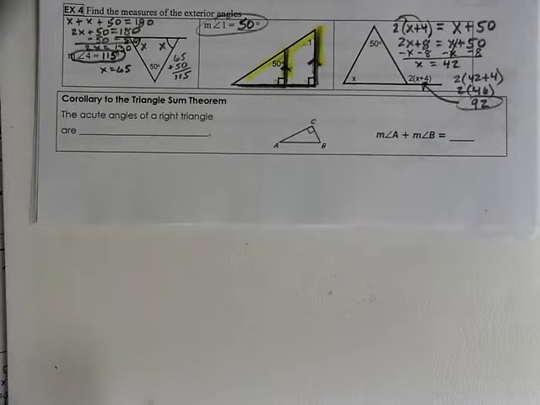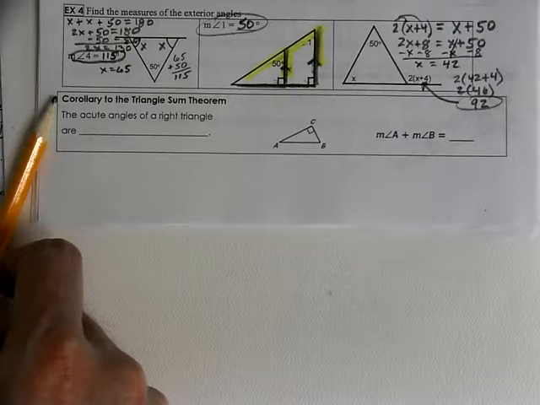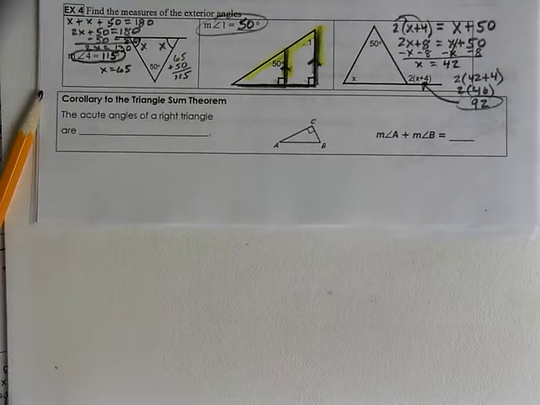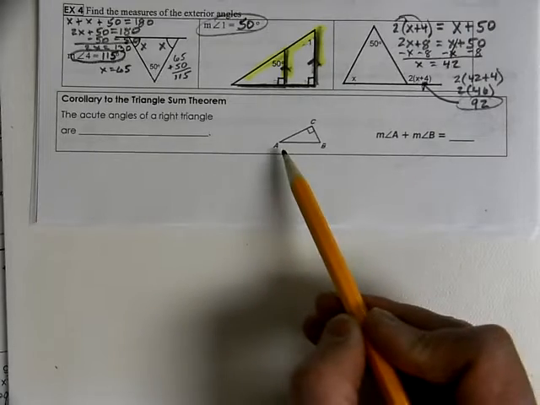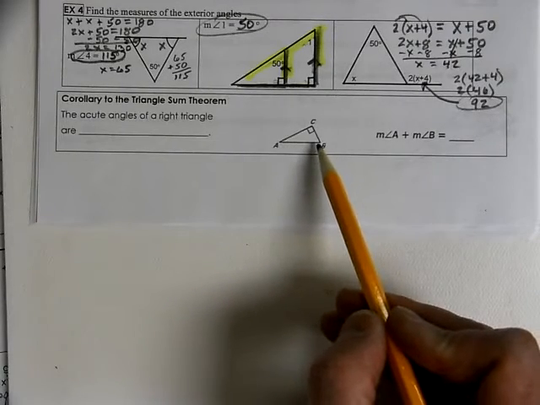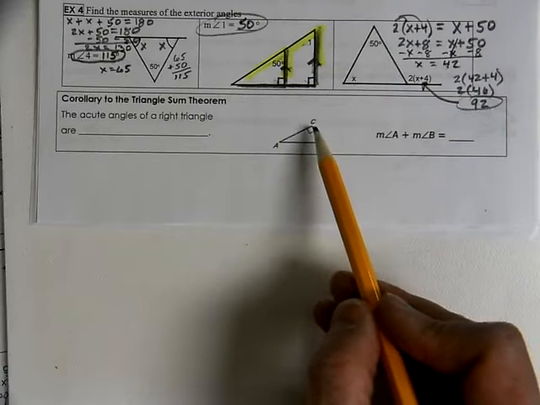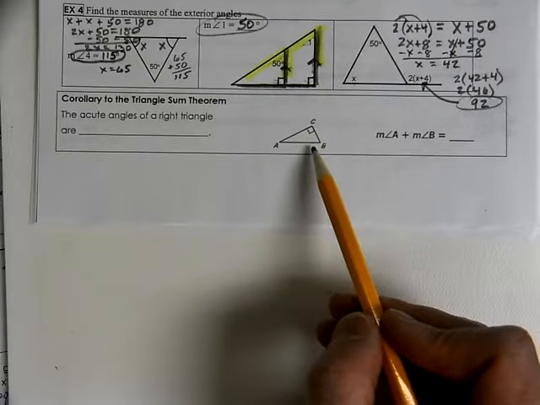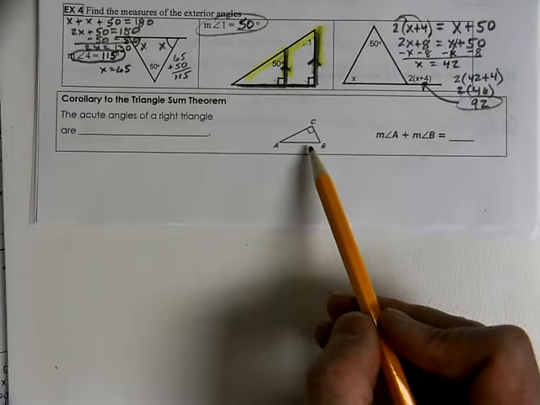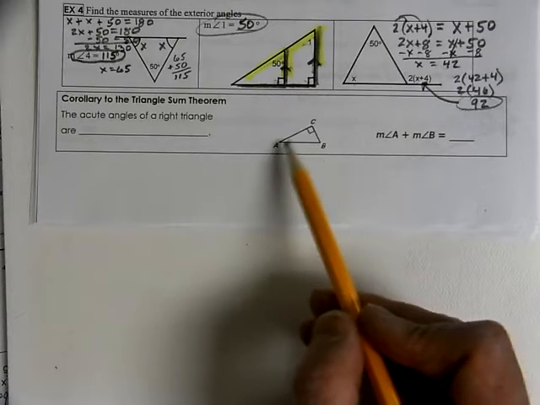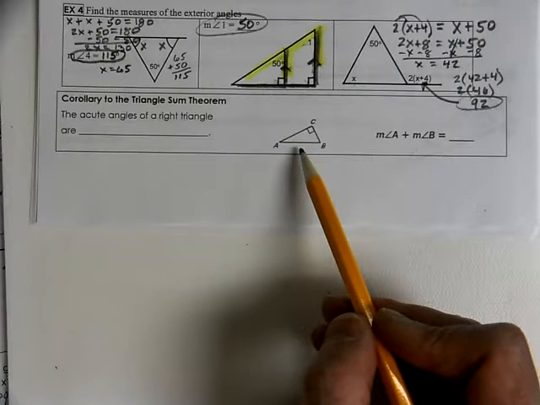Next, we're going to talk about a corollary. That's just a statement that's built off of a theorem. This corollary talks about the acute angles of a right triangle. The acute angles are angles A and B. You have a right triangle, so angle C is your right angle. Angle A and angle B are your acute angles. They're going to have a special relationship inside of a right triangle.